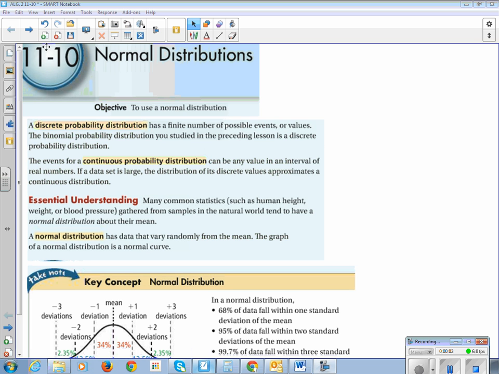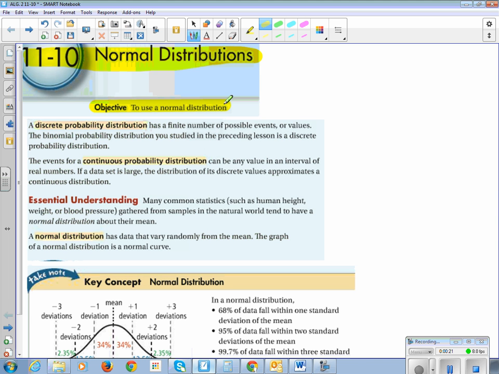All right, so last topic in chapter 11, section 10, normal distributions. And our learning objective is to use a normal distribution. So let's talk some definitions first.